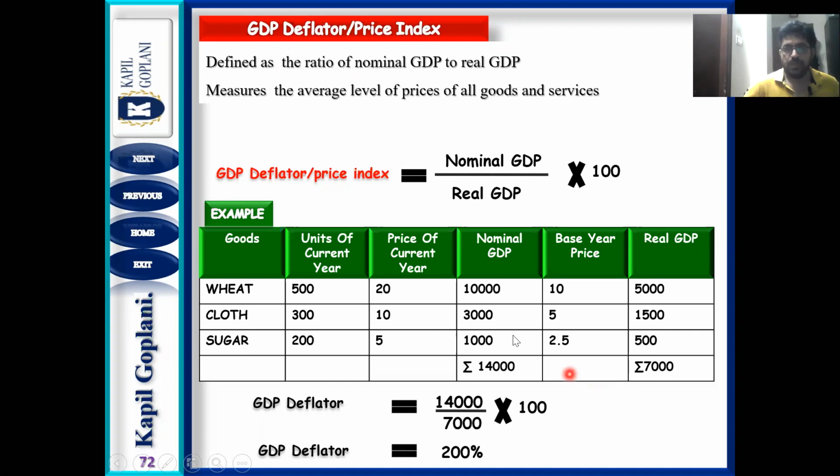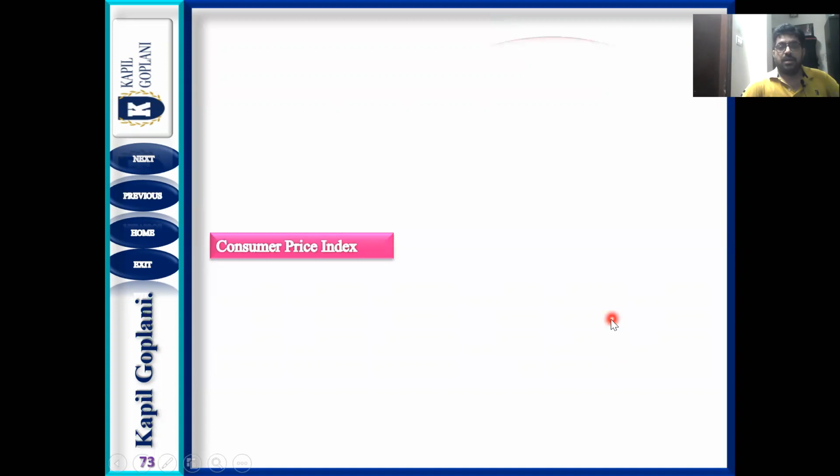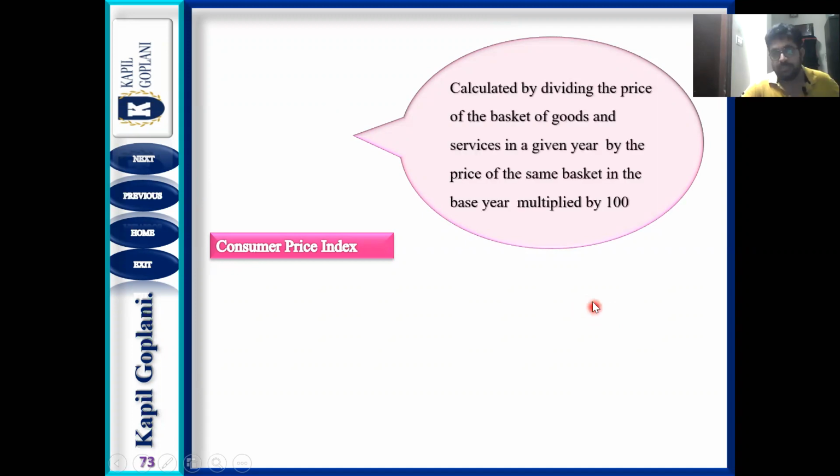Okay, students, now let us move further in the upcoming slide. Now, as I told you, GDP deflator is a price index. Since a price index has come up, consumer price index can also be studied. So, what is consumer price index? It is calculated by dividing the price of a basket of goods and services in a given year by the price of the same basket in the base year, multiplied by 100.